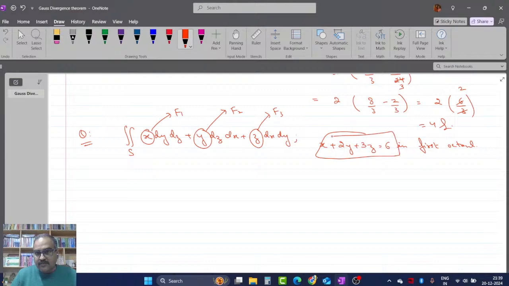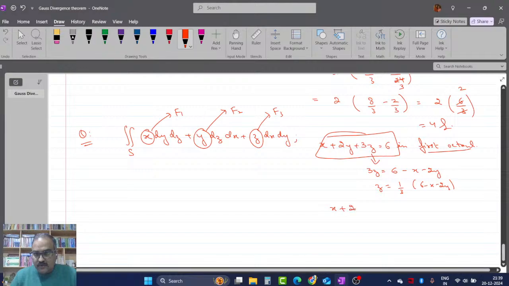Now this is the plane given to you, and first octant means we have to use x from 0 to something, y 0 to something, and z 0 to something. So you can calculate the value of z from this: 3z is equal to 6 minus x minus 2y, or z is equal to 1 by 3 times (6 minus x minus 2y). Then x plus 2y is equal to 6, so 2y is equal to 6 minus x, and y is equal to (6 minus x) by 2.